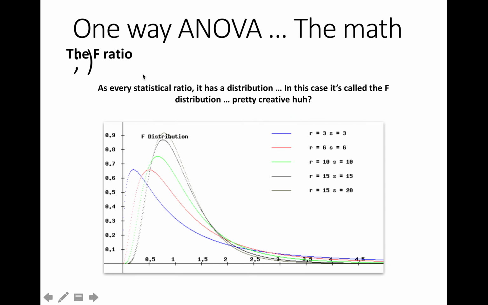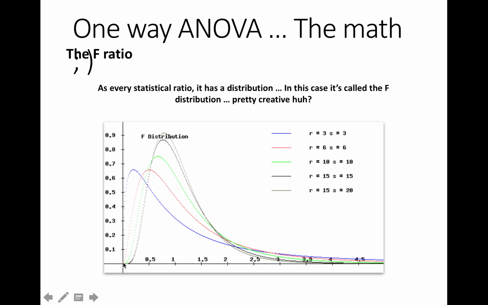So the F ratio. As every statistical ratio, it has a distribution. In this case, it's called the F distribution. Pretty creative, huh? F distribution, F ratio, Sir Ronald Fisher. Okay, well, this is the distribution. What I want you to see, guys, is that this distribution starts at 0. It has no negative numbers. It's not like the t distribution, which has negative and positive numbers.